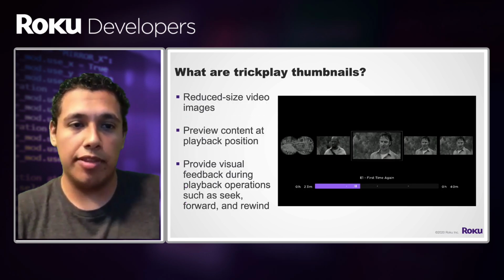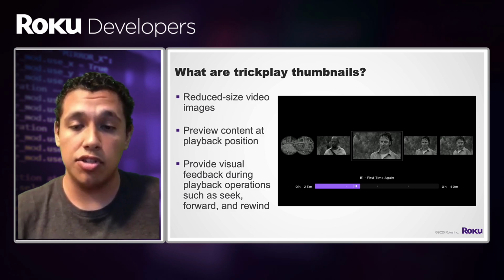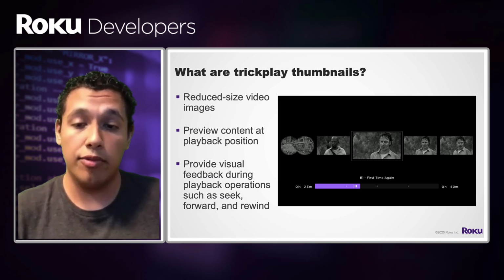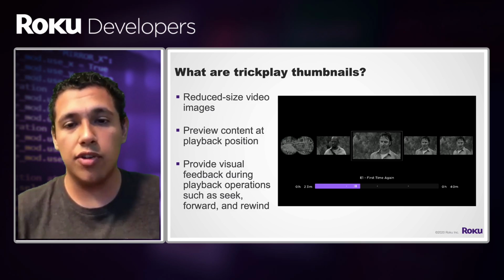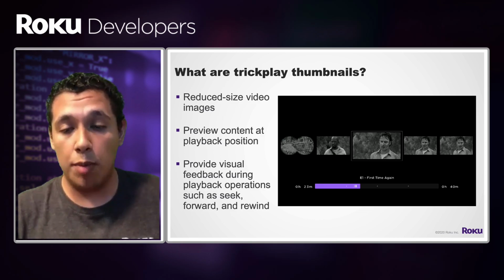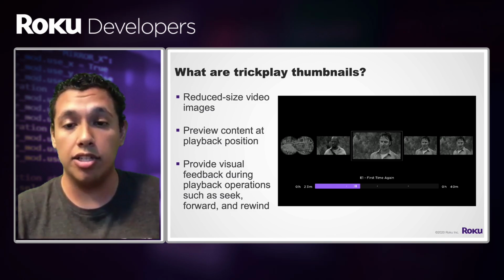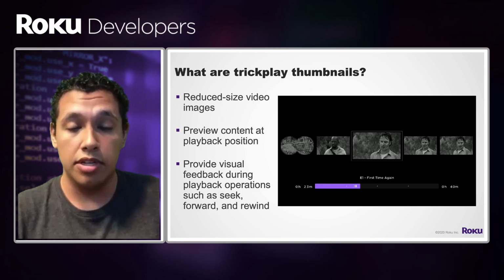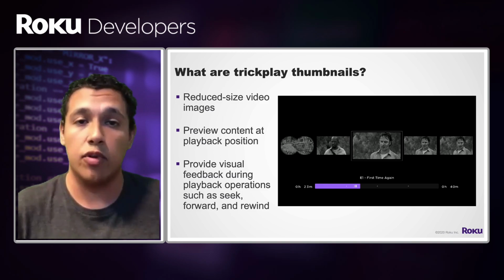So what are Trickplay thumbnails? These are essentially just images that capture the scene from when a user starts seeking, a fast forward or a rewind, throughout playback. It's a good user experience for the user to scrub through content and map out what position they're scrubbing through, while also indicating what the scene looks like at the position that they're scrubbing through. So it provides that visual feedback for when the user is fast forwarding or rewinding.